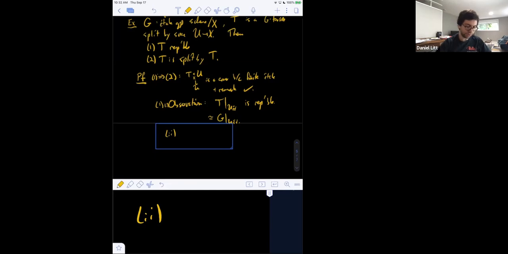Yeah, so can anyone tell me? I have a representable functor on U, and I would like to do something to it to get a representable functor on X. What do I do? Descent, right?